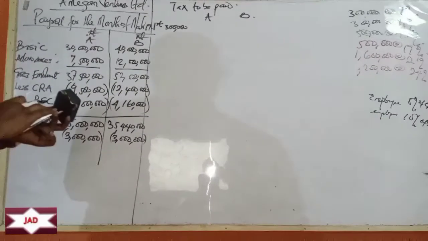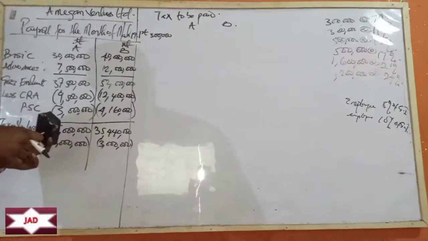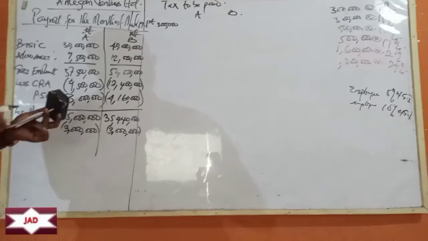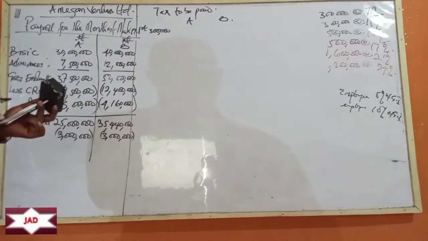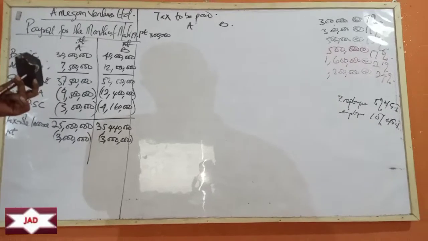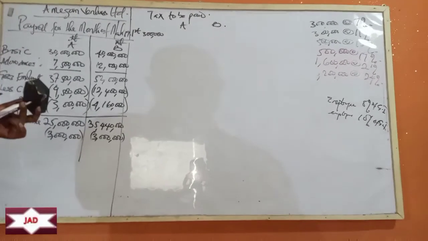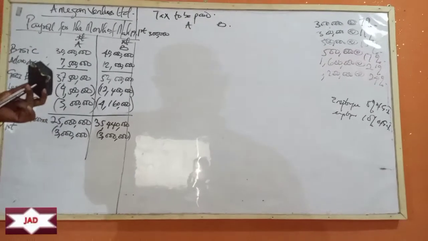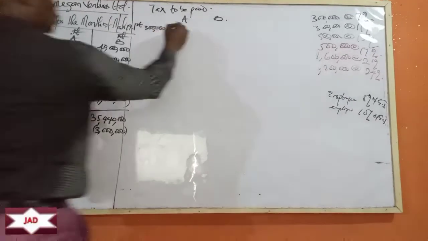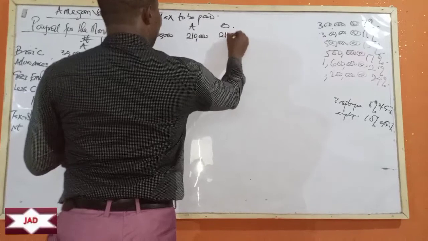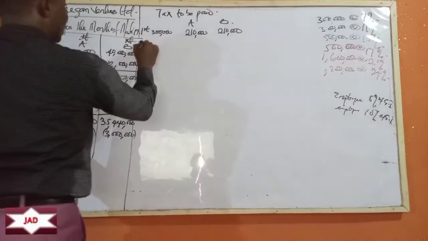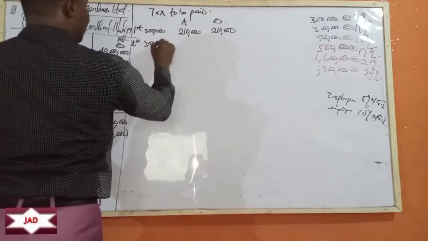So on the first 3 million, what do you have? That will be 0.07, 7% times 300,000. 21,000 times 10 people, 210,000. So we have 210,000. Right? Second, 300,000.